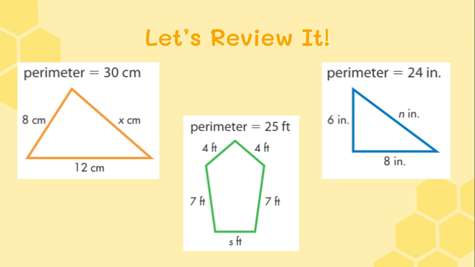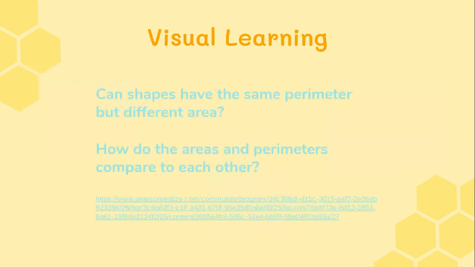If you're completely lost, it's either because you were not in the live lesson or you did not watch the video from Wednesday, so make sure you go back to the exit ticket from Wednesday and rewatch that video. Okay, so moving on. Now our big question for today is, can shapes have the same perimeter but different area? And how do the areas and the perimeters compare to each other in different shapes? So we're going to go ahead and watch the visual learning video on this one, and then we'll talk about it.